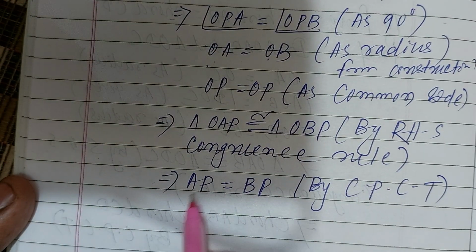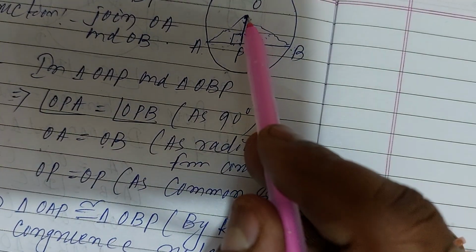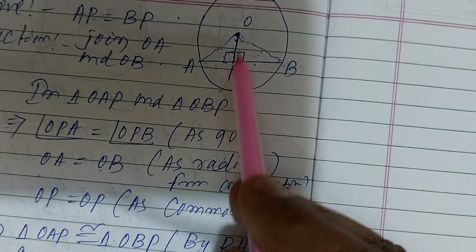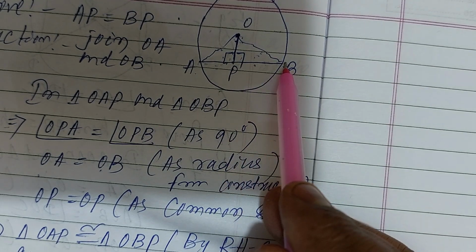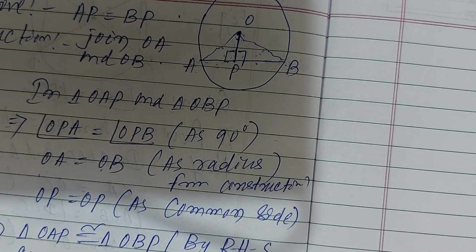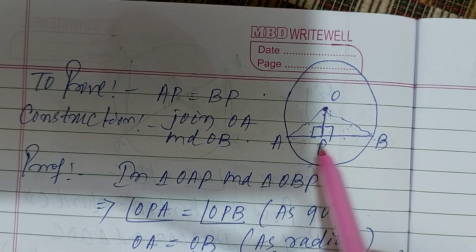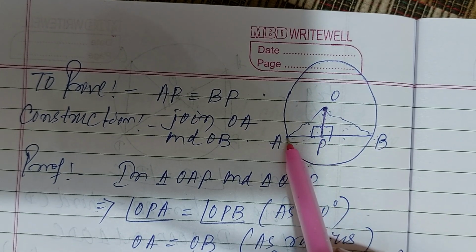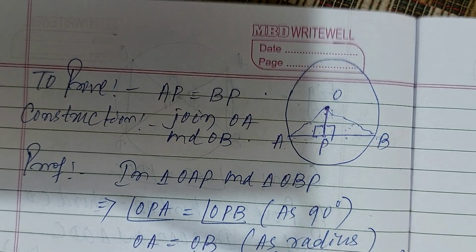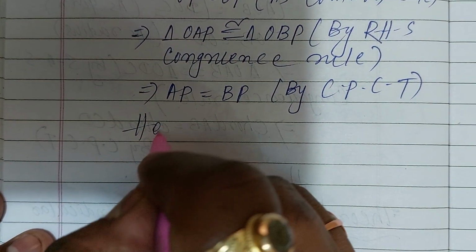So what you get? The perpendicular drawn from the center to any chord bisects the chord. That is, OP is the perpendicular here. It bisects the chord, that means P is the midpoint of the chord AB. AP is equal to BP. So hence proved.